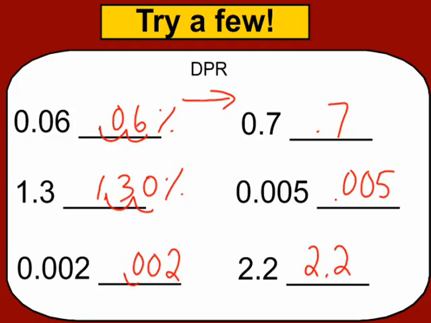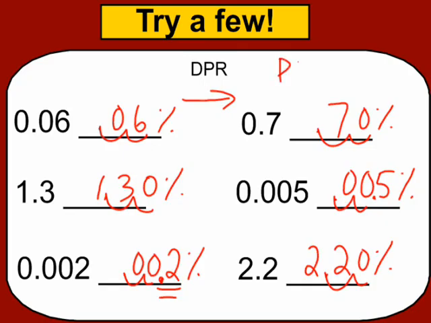0.002, or 2 thousandths. This is actually less than 1%. That's 0.2%. 7 tenths would equal 70%. This would equal 0.5%. That's less than 1%. And the last example, I'm just going to move it 2 spots to the right. 2.2 would be 220%. So just remember, when you're changing decimal to a percent, we're going to move it 2 to the right. And for a percent to a decimal, we're going to move it 2 to the left.